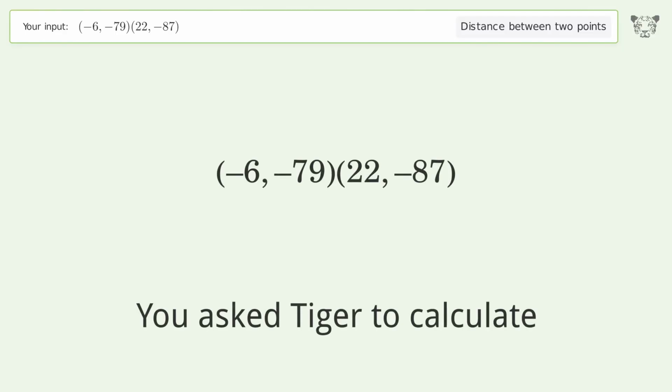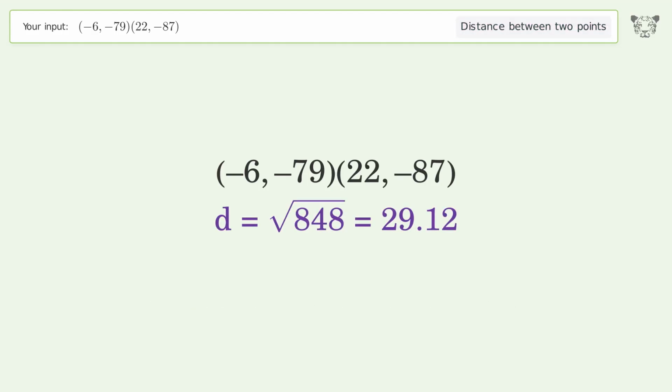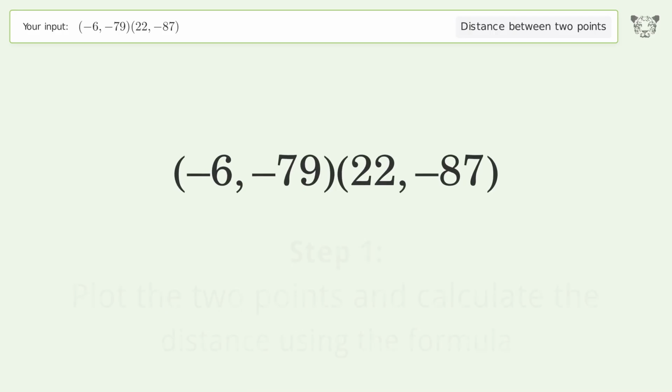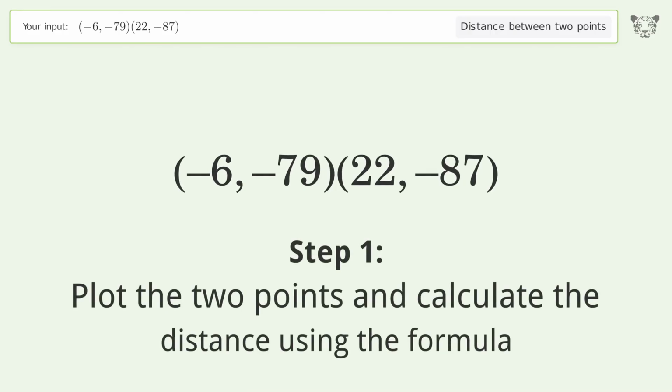You ask Tiger to calculate. This deals with the distance between 2 points. The distance between the 2 points is the square root of 848, or 29.12. Let's solve it step by step. Plot the 2 points and calculate the distance using the formula.